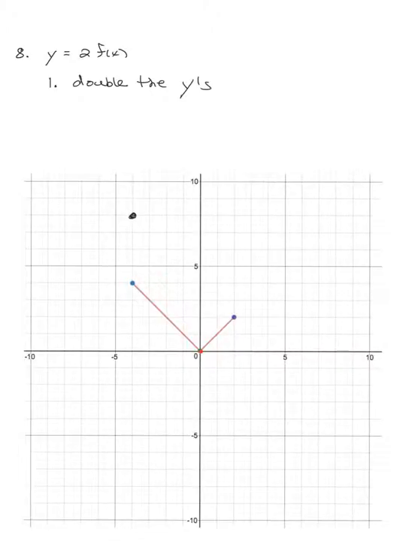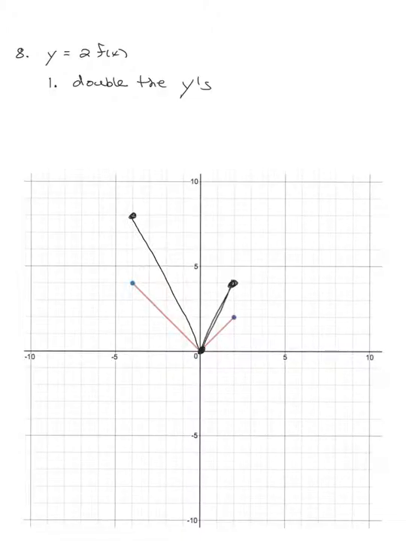The y value here is 0 because you're not up or down. If you double 0, that actually stays at the same place, 0. Versus this point has a y value of 2. If I double it, it goes up to 4. This is my graph.